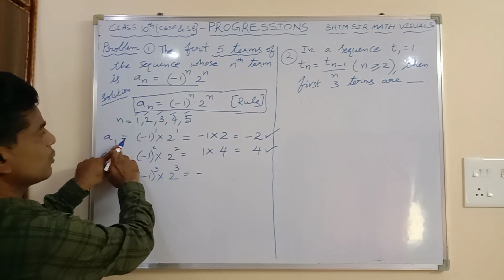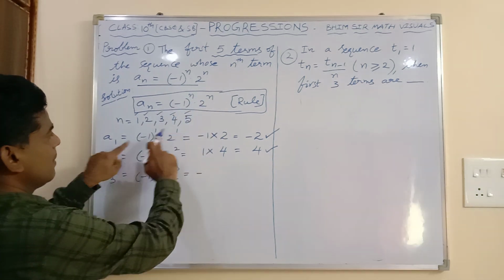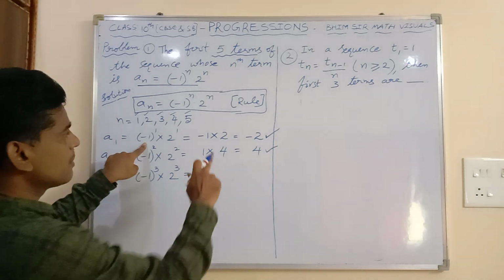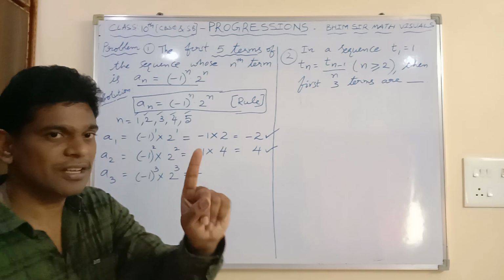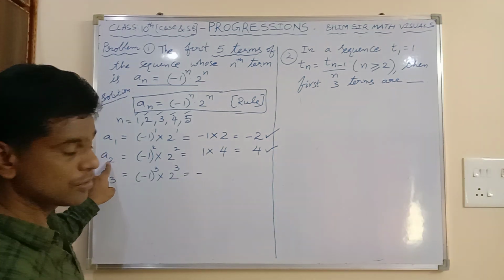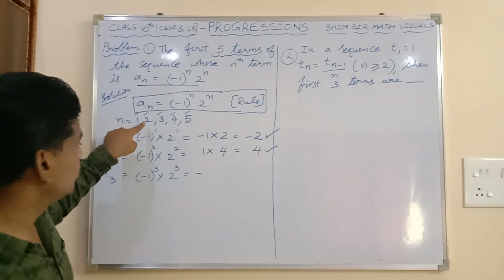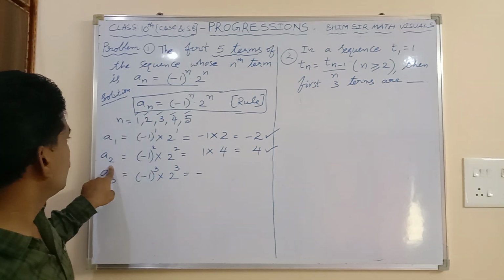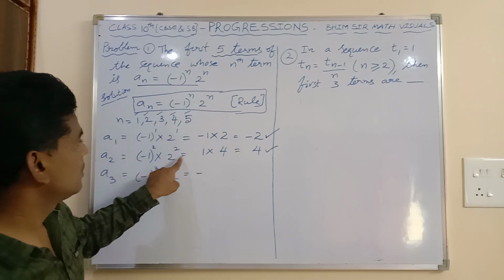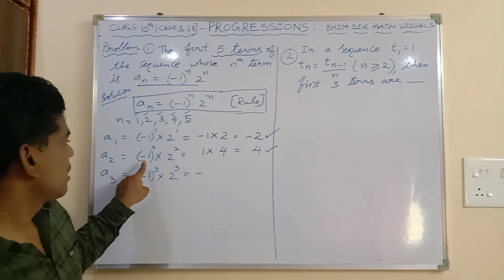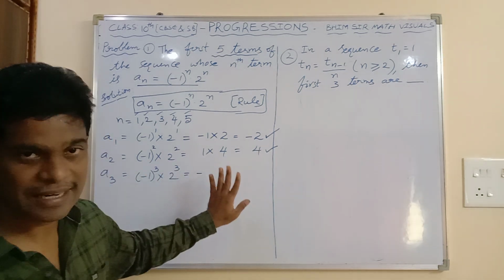Here n = 1, so substitute 1 where it is n. (-1)^1 means -1 only, into 2. So -1 into 2, -2 is the first term. To find the second term, substitute n = 2. So a2 = (-1)^2 × 2^2. This is equal to 1 into 4. (-1)^2 is plus 1 only. So 1 into 4, 4. This is the second term.